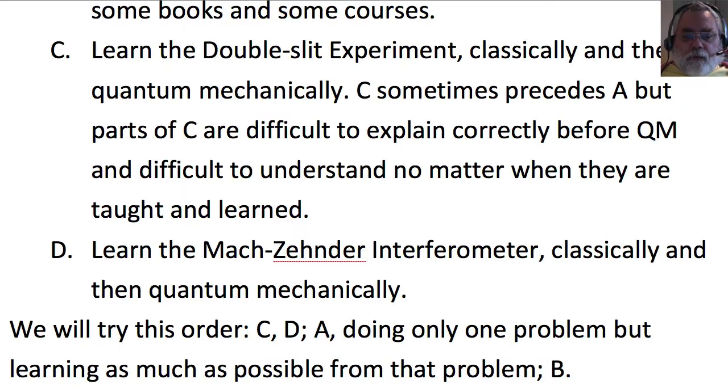We're going to do the double-slit experiment, the Mach-Zehnder experiment, then we're going to do Schrodinger's equation, but we're only going to do one problem, but we'll learn as much as possible from that problem. And then finally we will do spin angular momentum.